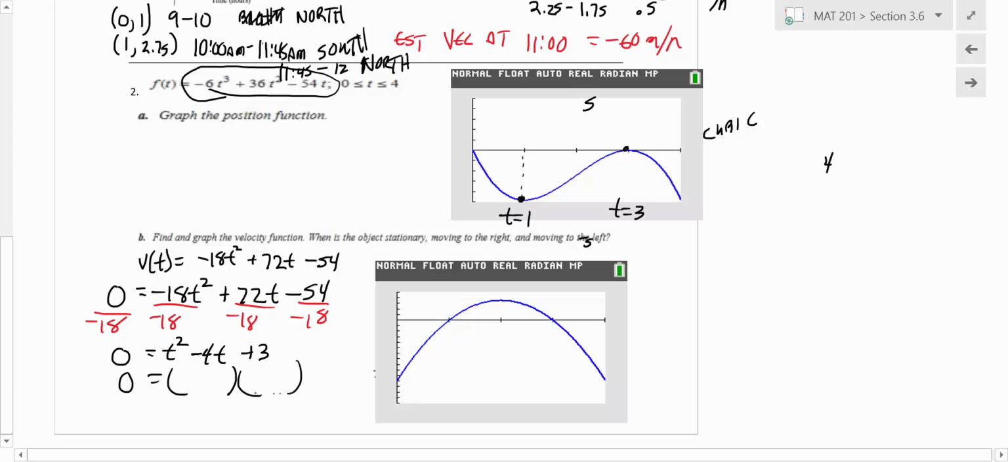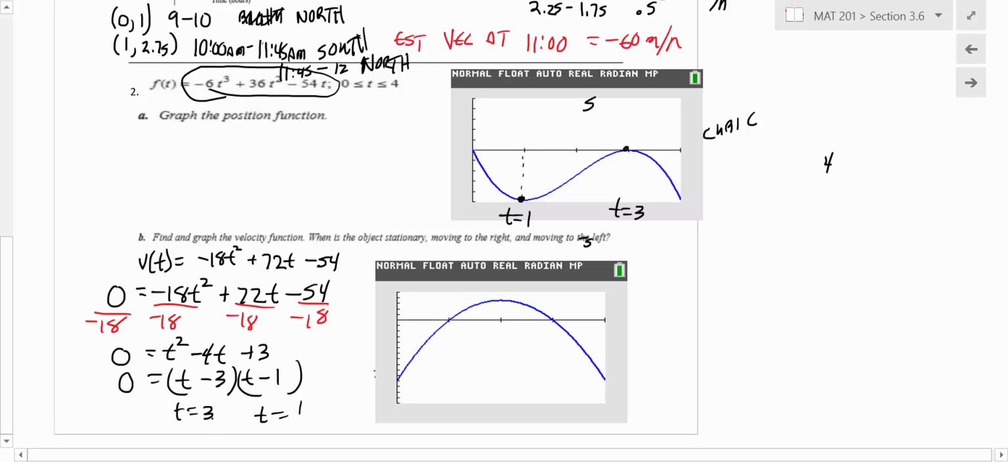So now if you factor that, you would have (t minus 3)(t minus 1), okay? Now does that make sense? Okay, you get 1 and 3 as the solution of that equation. That's t equals 1, then t equals 3. So that's how you would do that.